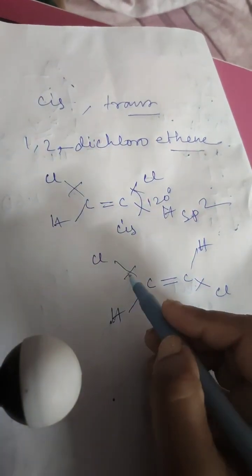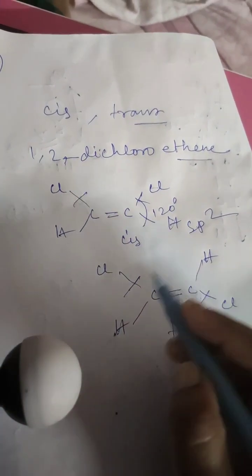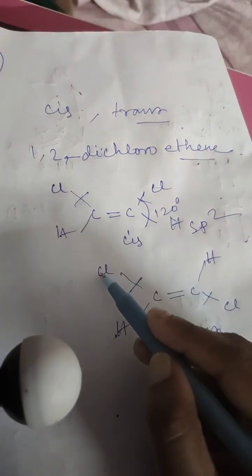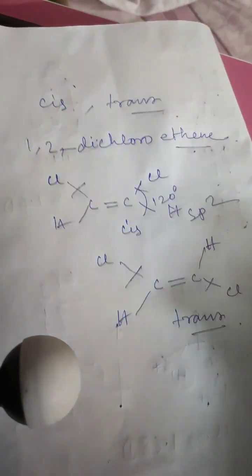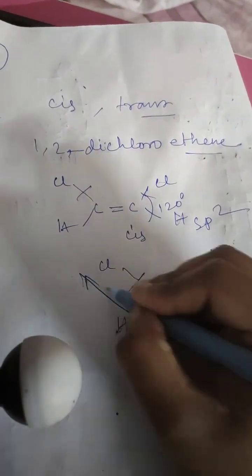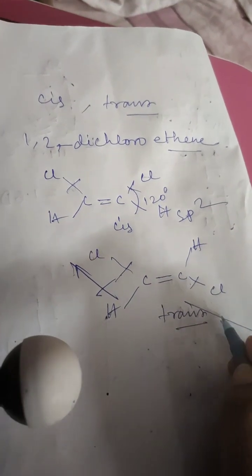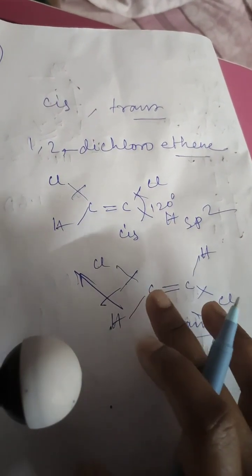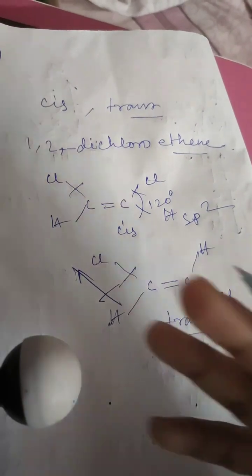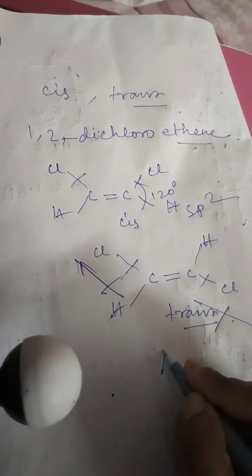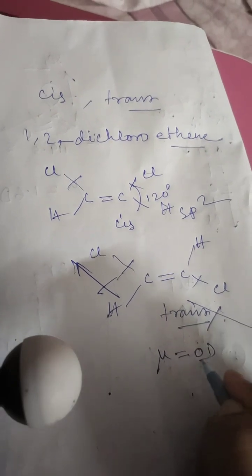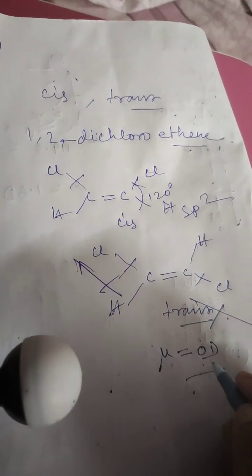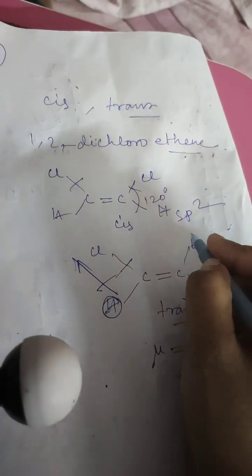So here 2 chlorines are placed. At first we talk about the trans isomer. Here 2 chlorines are present in anti position. You see that these 2 chlorines are present in anti position. So the electronegative chlorines are present in opposite directions, so their dipole moments go in opposite directions. So here the dipole moment cancels out. So its net mu value is 0 D for the trans isomer, and in this case the hydrogen value is negligible.